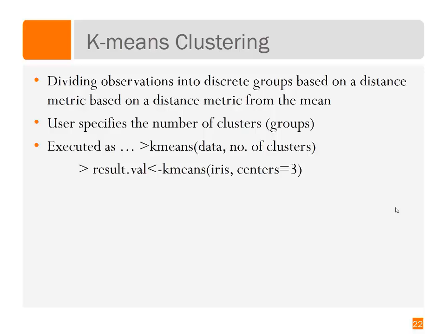So the user specifies the number of clusters or groups that they'd like to see, and then we execute it as k-means. We define the data set and then the number of clusters that we'd like to see. So more simply put, with specifics, we want to run k-means. Our data set is iris, and the number of clusters, also known as centers, that we want is 3.